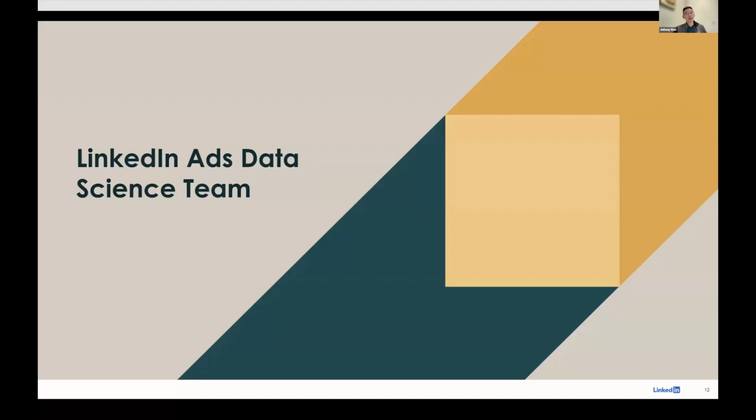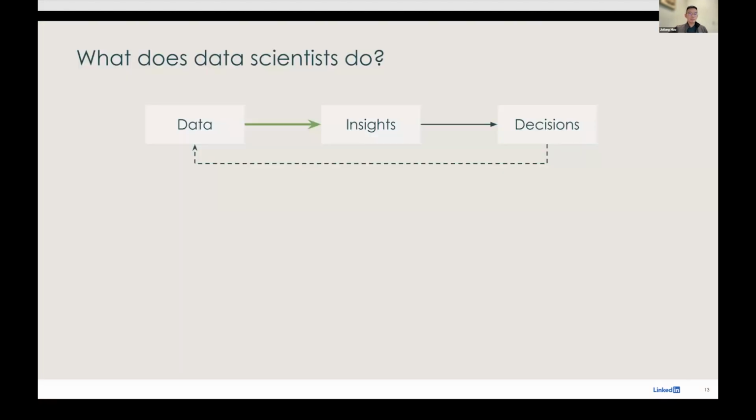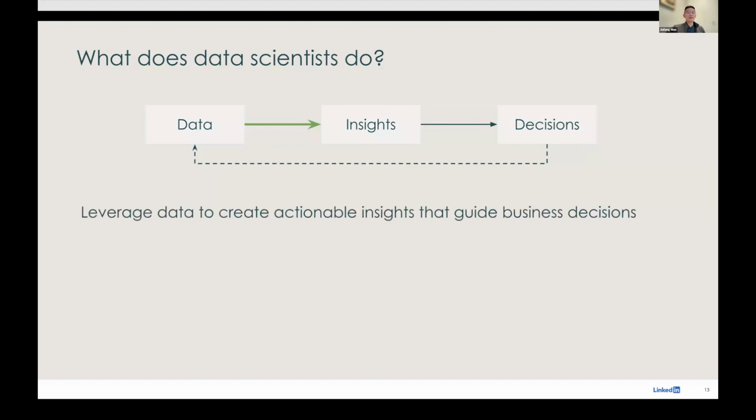So this is the playground. This is our playground, our data, our business problems. And next, I will talk a little bit about data science in the organization and the data science teams. Basically, what does data science do here? Data science is effectively connecting data to decisions through the insights we're providing. Basically, this is how I define the job function we have here: leverage data to create actionable insights that can facilitate business decisions.